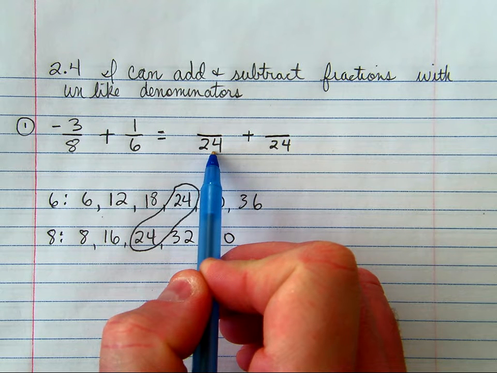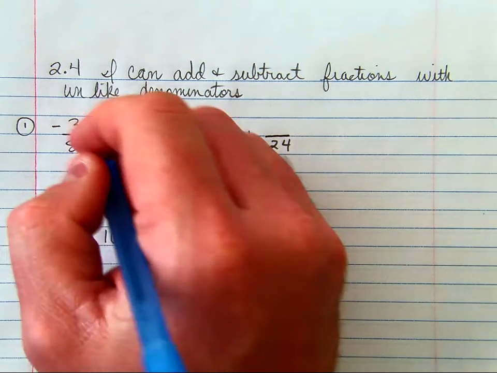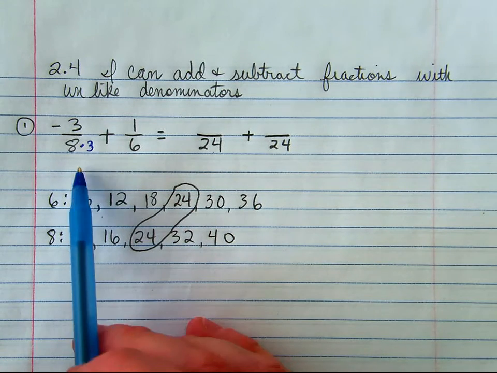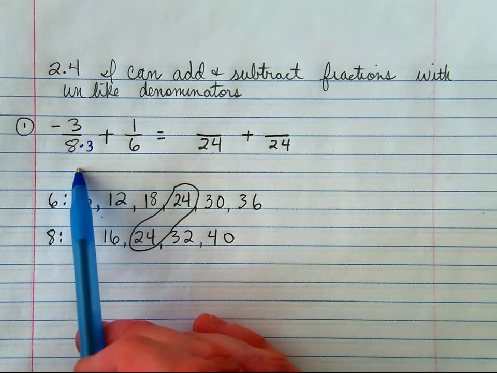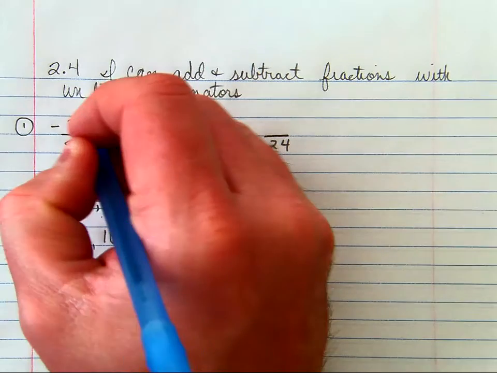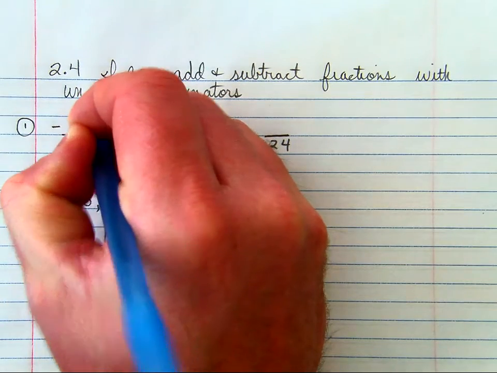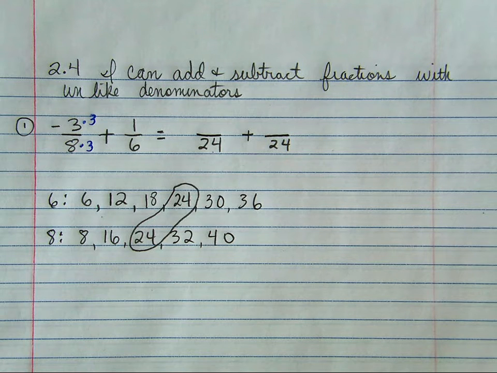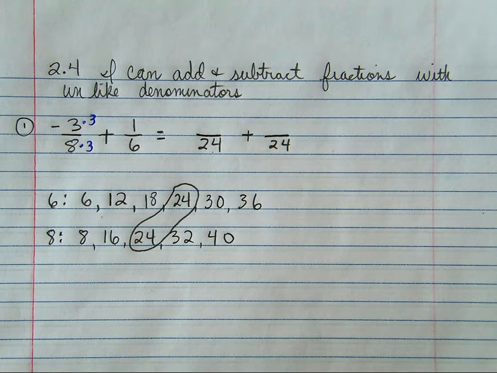Dustin. 3. 8 times 3 is 24. Now, because we multiplied the denominator by 3, you have to multiply the numerator by 3. And what's negative 3 times 3? Micaiah?